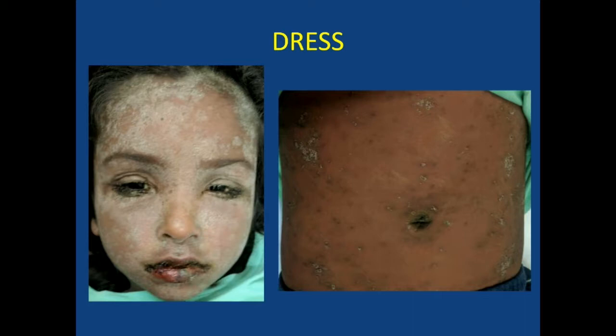So there is exfoliative erythema. You can appreciate here there is diffuse erythema. The skin is exfoliating. There is EM-like rash. And these patients invariably have transaminitis and nephritis. So this is an adult patient with DRESS. There is diffuse facial edema.